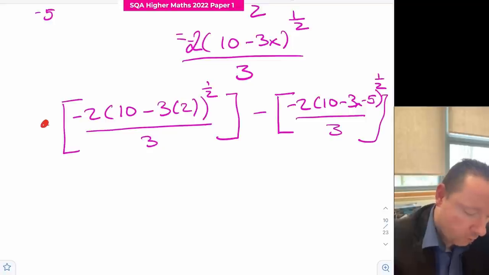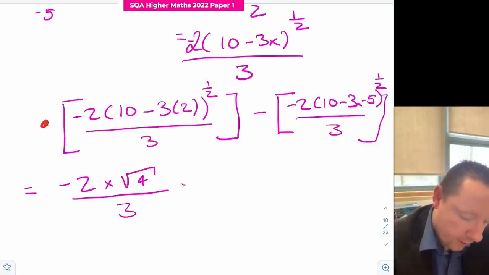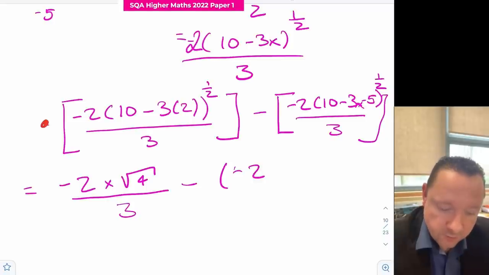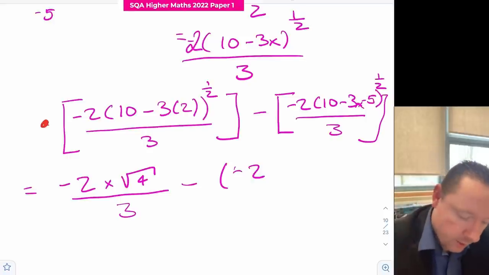Just being very careful. So we've got minus 2, 10 minus 6 is 4. So it's times the square root of 4, because to the power of 1/2 is square rooting, divided by 3, and that's minus. And then we've got minus 2 again. 10 minus 3 times minus 5. Well, minus 3 times minus 5 is 15. So that's 10 add 15, which is 25. So it's times the square root of 25 over 3.